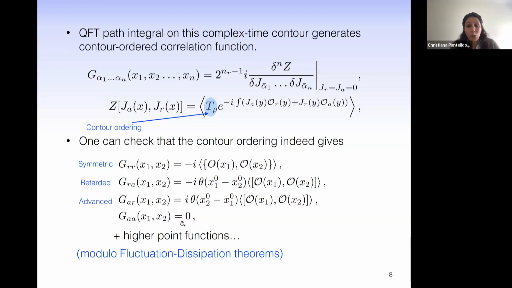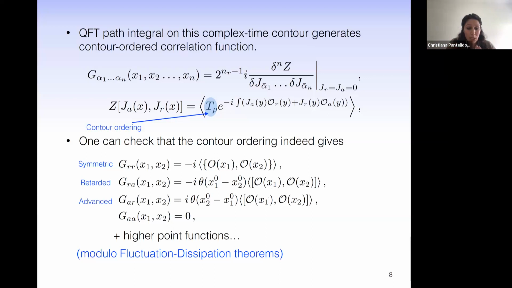And then if I vary it twice, once with respect to JR and once with respect to JA, depending on the ordering, I get either the retarded two-point function GRA or the advanced two-point function GAR, both of which depend on the commutator of operators O1 and O2, and they are in fact related to each other by time reversal. So we see that within this framework, we don't only get the retarded two-point function, but we actually get a 2x2 matrix of two-point functions. So we have 4 components.